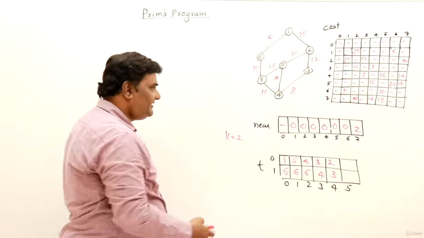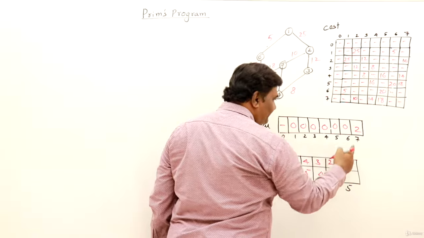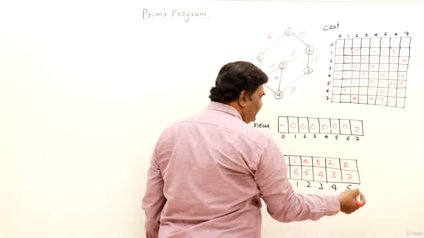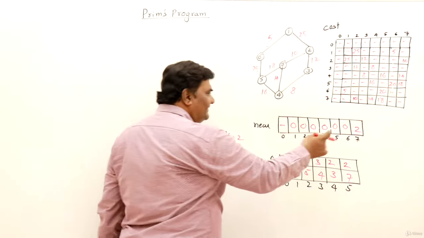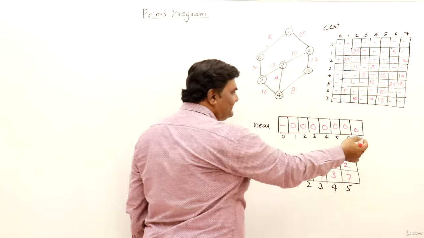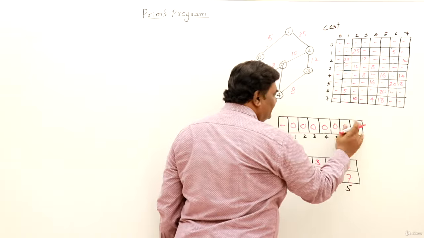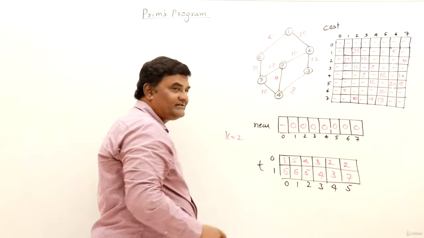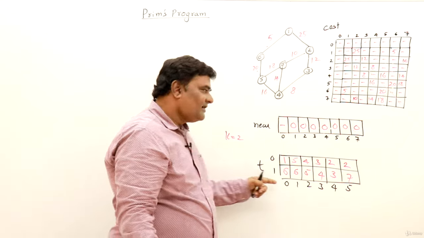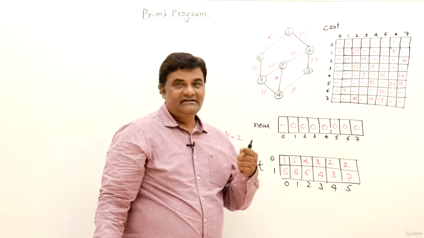Now again the step is repeating. Find out minimum. Only this is minimum. What is that? 2 to 7. 2 to 7 is included. Update and mark this as 0. Update this. Nothing will be updated because all of them are zeros. Your procedure ends because we have finished selecting all 6 edges.